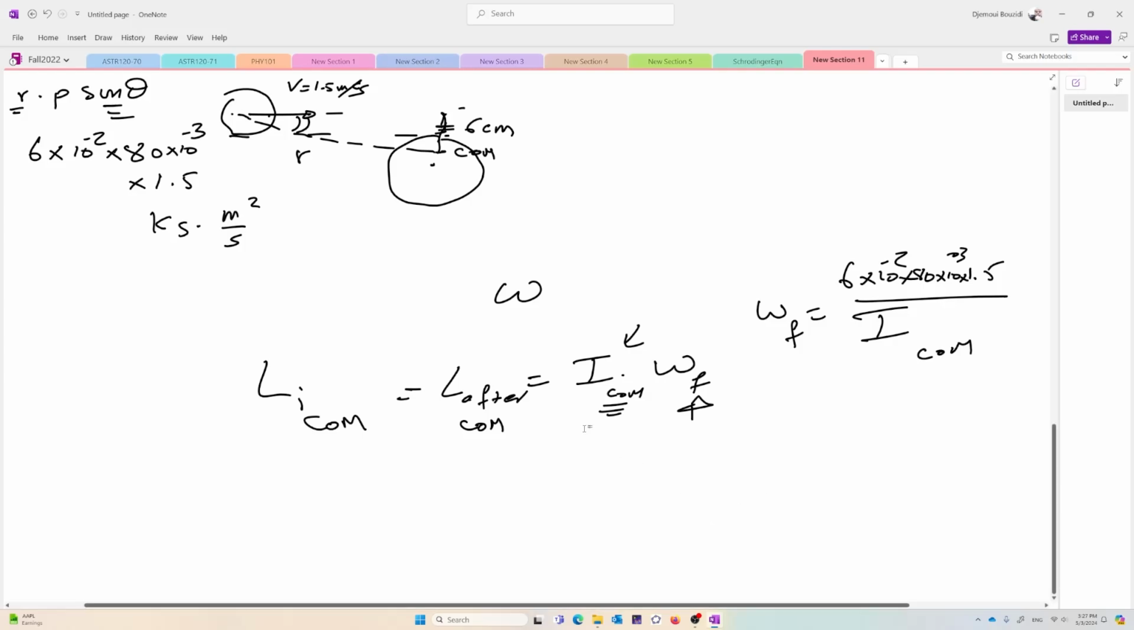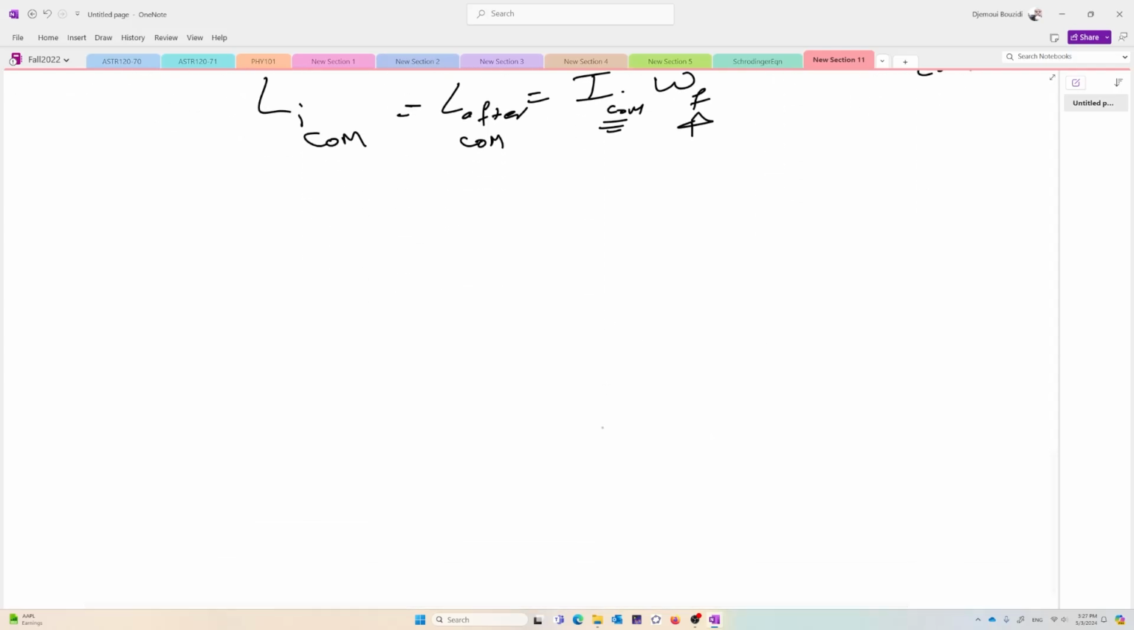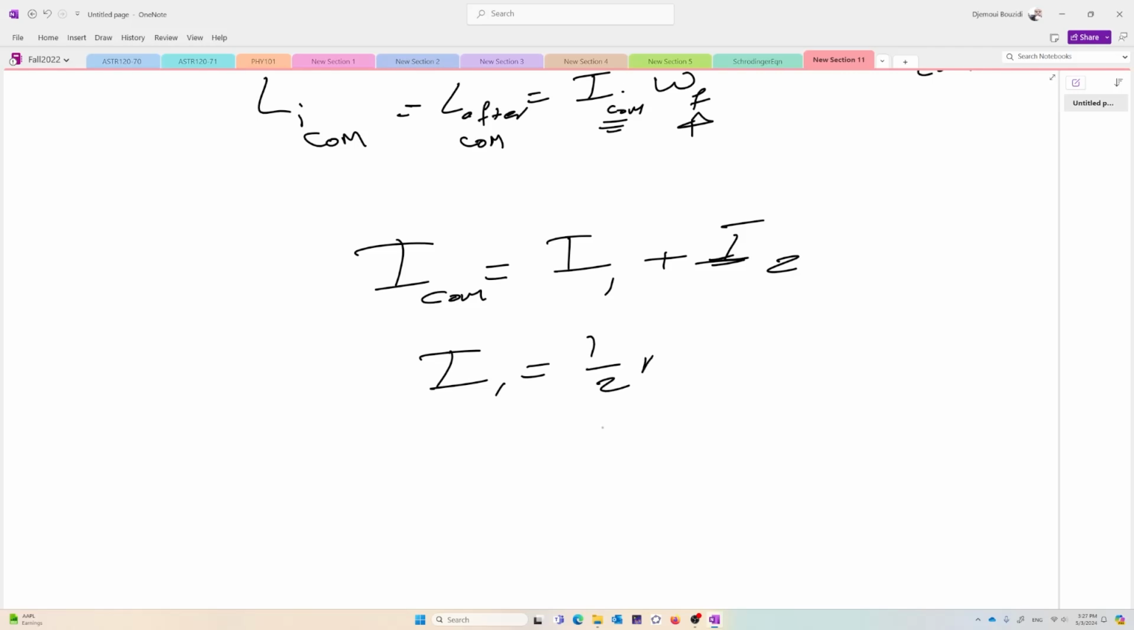Okay, so I have two systems in here. So I, the whole combined with respect to their common center of mass, is I1 plus I2. And I1 is equal to its own moment of inertia with respect to its center of mass plus its mass times its distance from the center of mass, from the axis of rotation, squared. This is the parallel axis theorem, by the way.